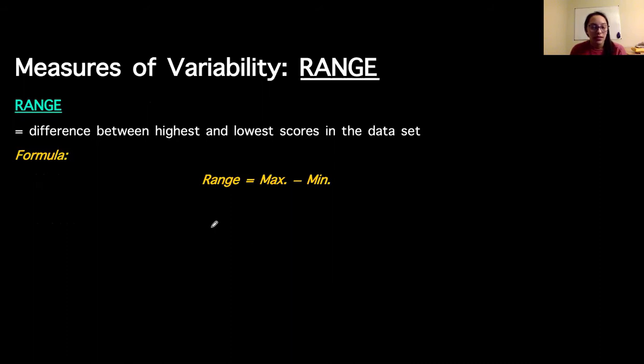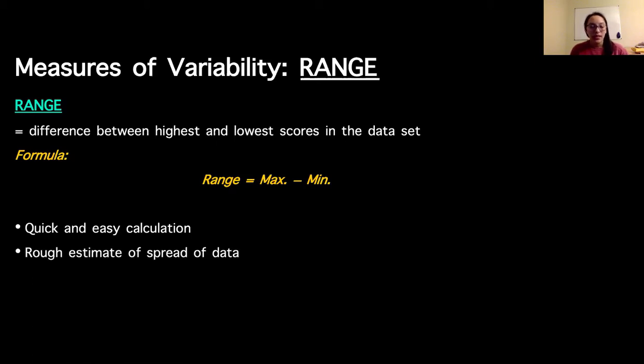So this is probably the simplest one to calculate. We start easy and we get harder as we go along, right? So the range is literally the biggest number in your data set, and then you subtract the smallest number, right? So it's a very quick, easy calculation that we can make. Super nice for us, right? It's also a rough estimate of the spread of data.